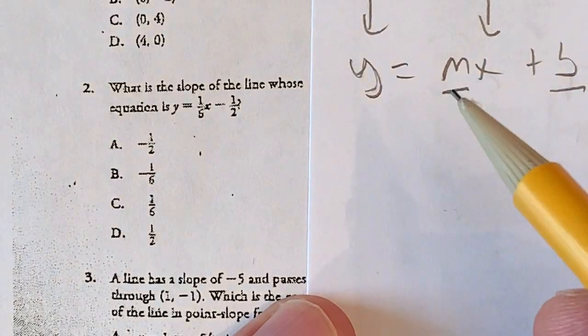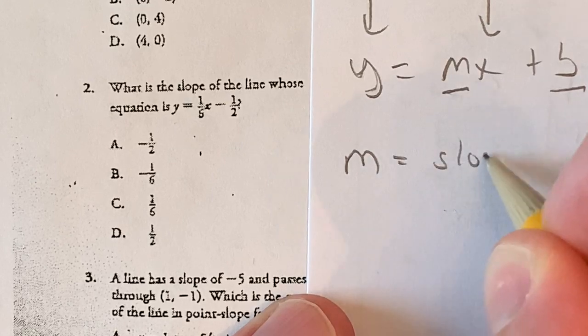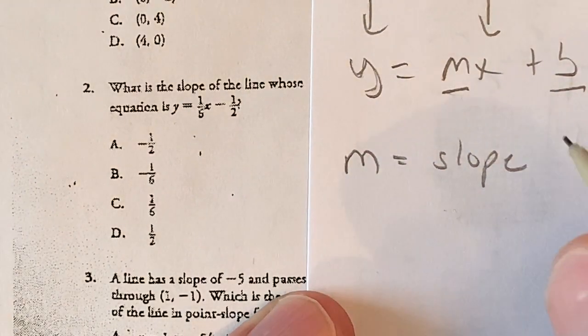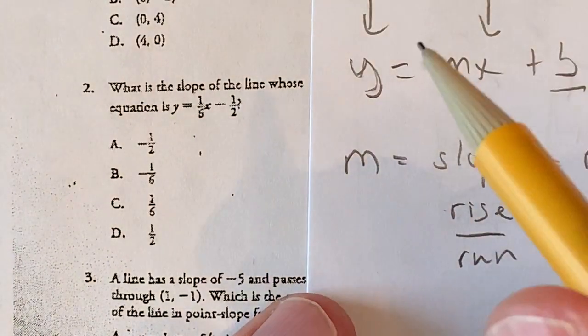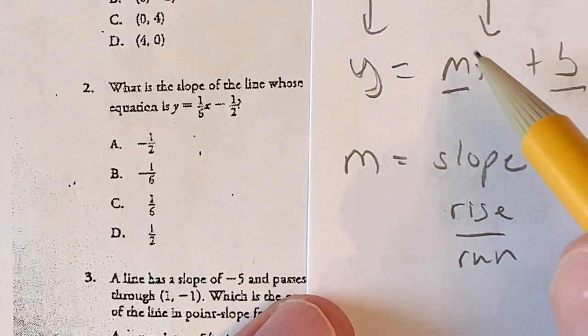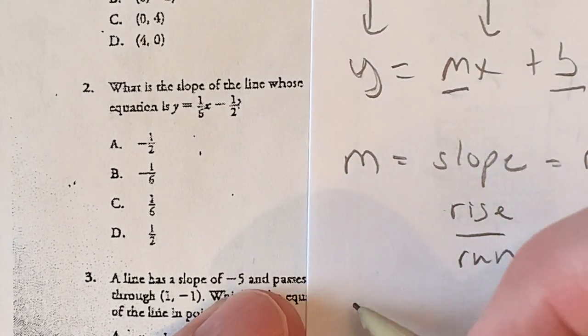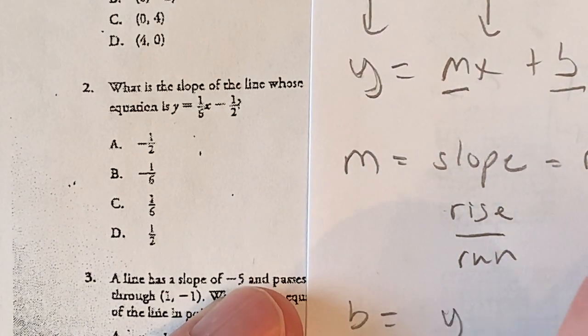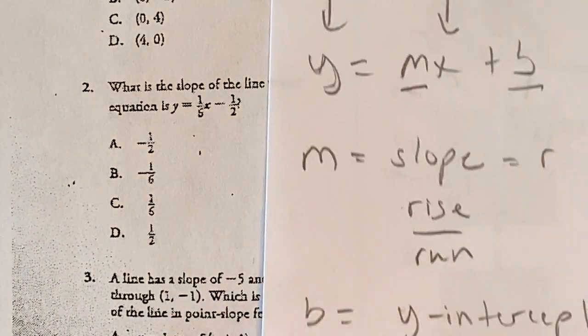And so you have to remember what m stands for, what b stands for. M is always your slope, okay? And so m is your slope, which is also your rise over your run, okay? So that number is always next to the x value. So when it's in this form, you're looking for that number next to the x. Your b always represents your y-intercept, okay?